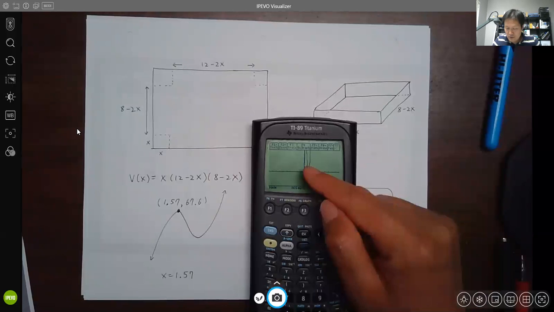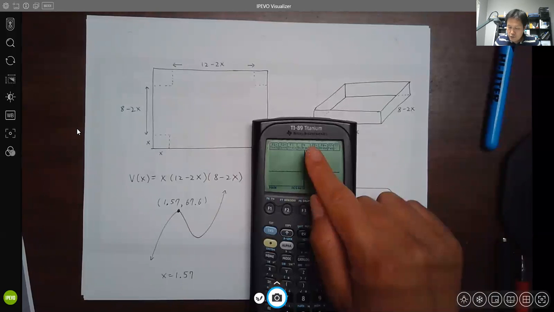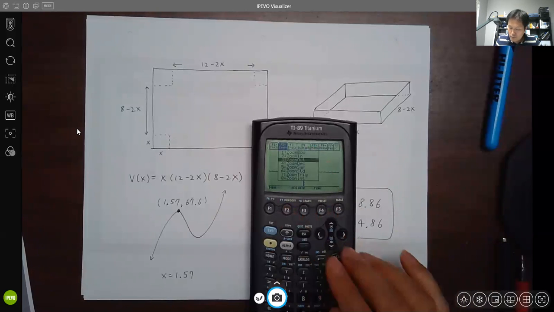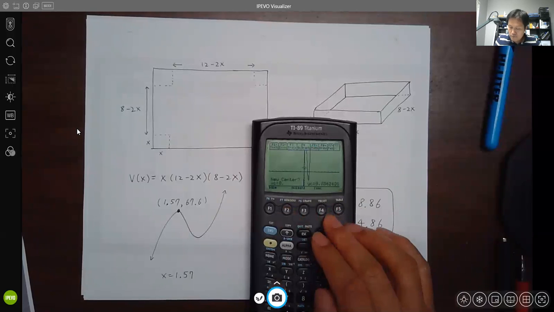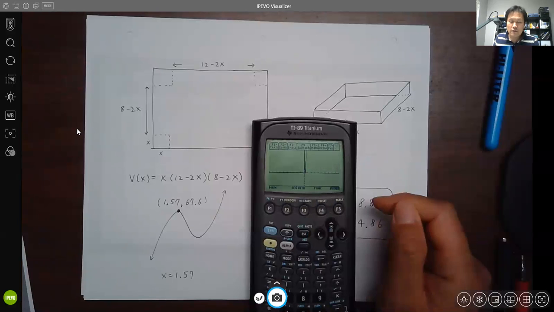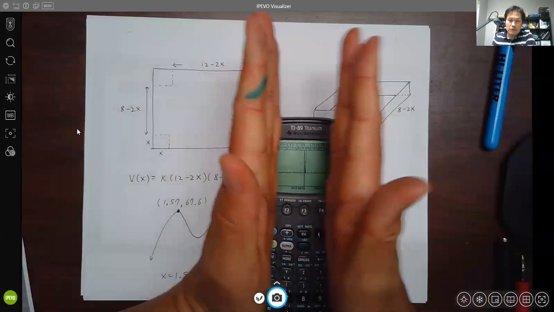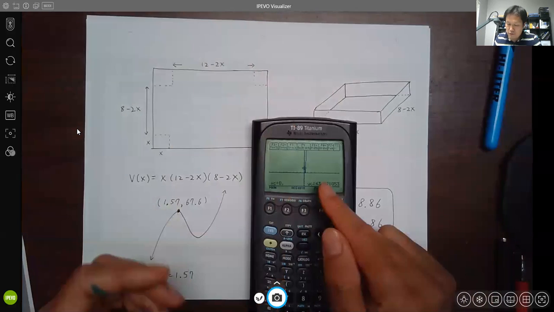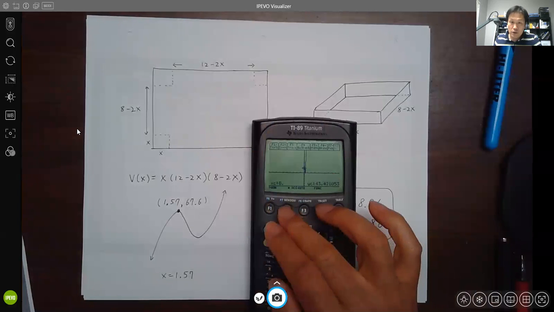It's a little better, but it's still cut off. So you can zoom more, zoom out. So I'm going to move up my cursor, zoom out. Okay, the problem with this graph, it's too much squeezed left and right. So it's hard to look at it. Then I'll have to go to window.